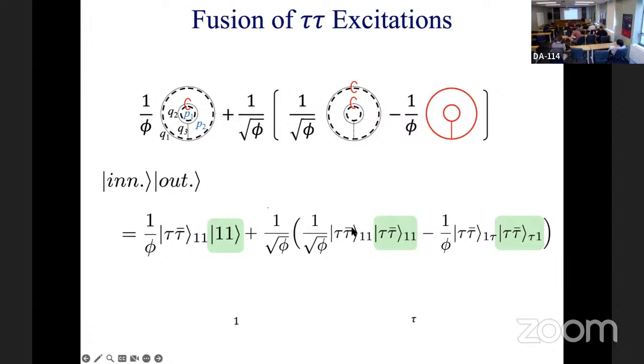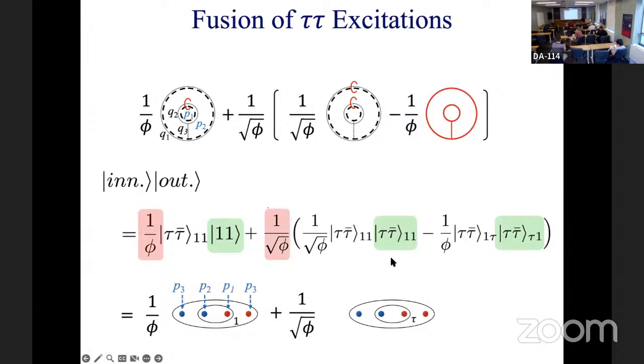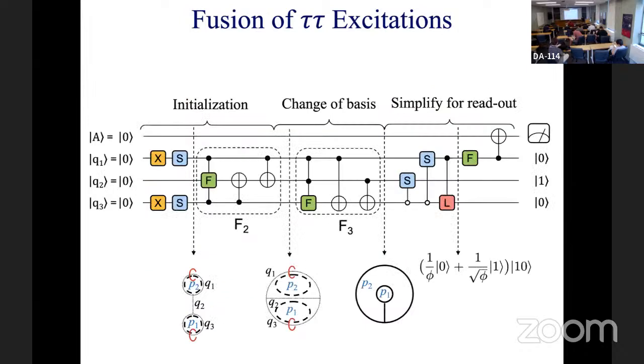But the bottom line is that for both terms, the middle one always has a charge of tau 1, but the total charge of P1 and P2 can be either 1 or tau. That corresponds to these two terms. And as you can see, the overall coefficients match what we were looking for, the two fusion channels of two Fibonacci anyons. So this is a picture of the actual circuit.